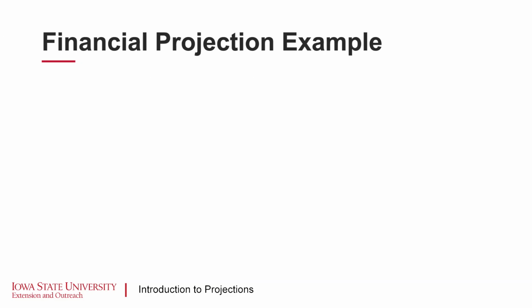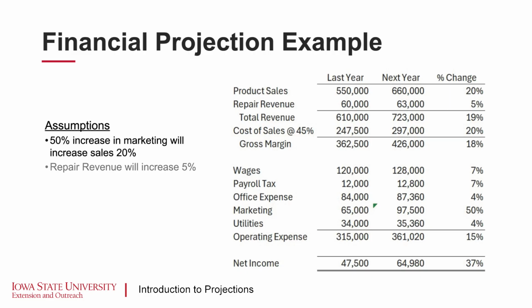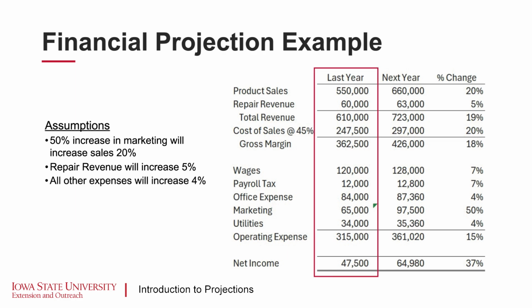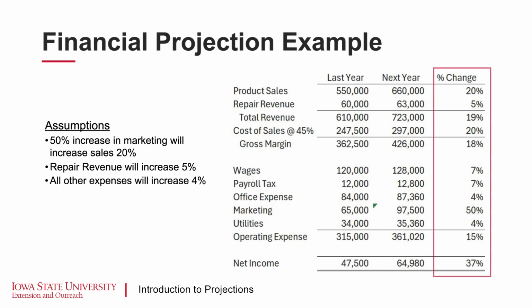Let's walk through a basic financial projection. In this example, we're starting with last year's revenue figures. We're applying 3 assumptions. Number 1, a 50% increase in marketing will boost sales by 20%. Number 2, repair revenue will increase by 5% due to inflation. And number 3, all other expenses will increase by 4%. The last year column shows actual figures, while the next year column reflects our projections after applying these percentage changes, shown in the far right column. At the bottom, we can see the impact of these projections, a 37% increase in net income.